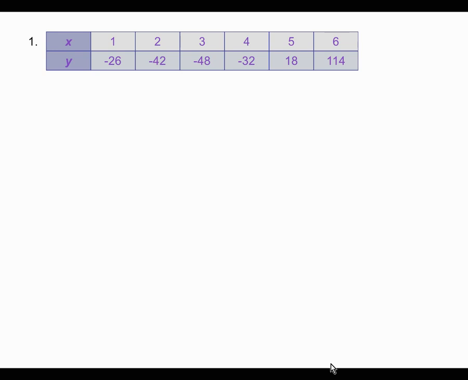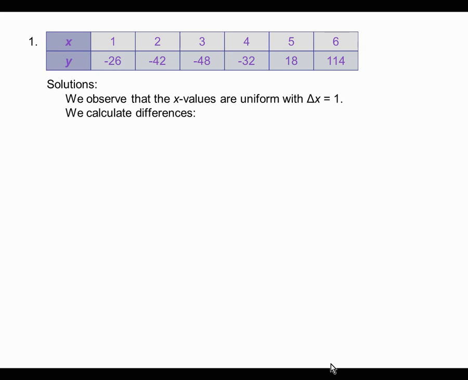Here are solutions. Hopefully you do observe that the x's are uniform. They're all 1 apart. So our delta x is equal to 1. The delta x is equal to 1 for every single one of them. So we calculate some differences. Remember, the differences when we look at the y's. So let me reproduce the y's.